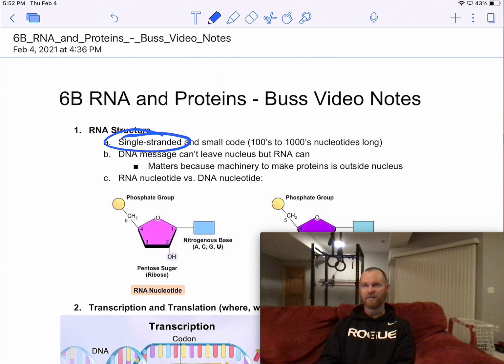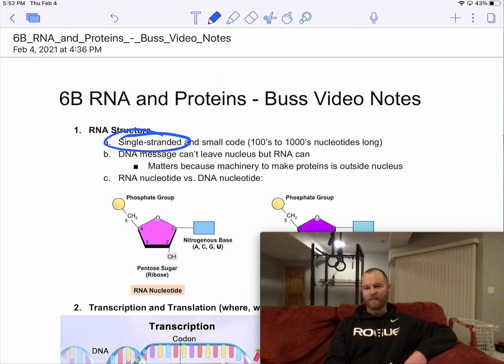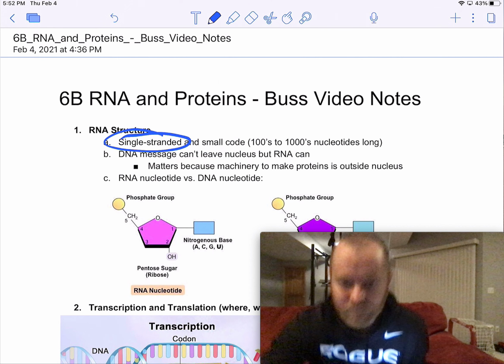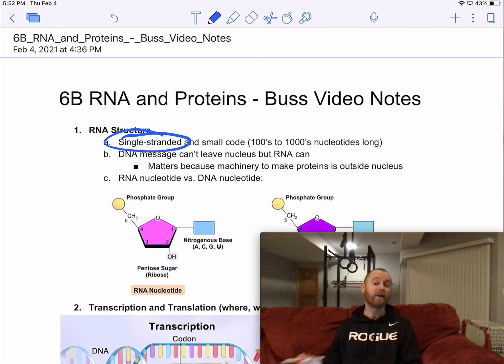I think of DNA as like a huge novel or something like that. And then RNA would be just like a paragraph or a page from that book. Just a small little segment of it. And one benefit of that is that RNA is small enough that it can leave the nucleus. DNA being double-stranded and a longer sequence cannot leave the nucleus. It's in eukaryotic cells, at least.